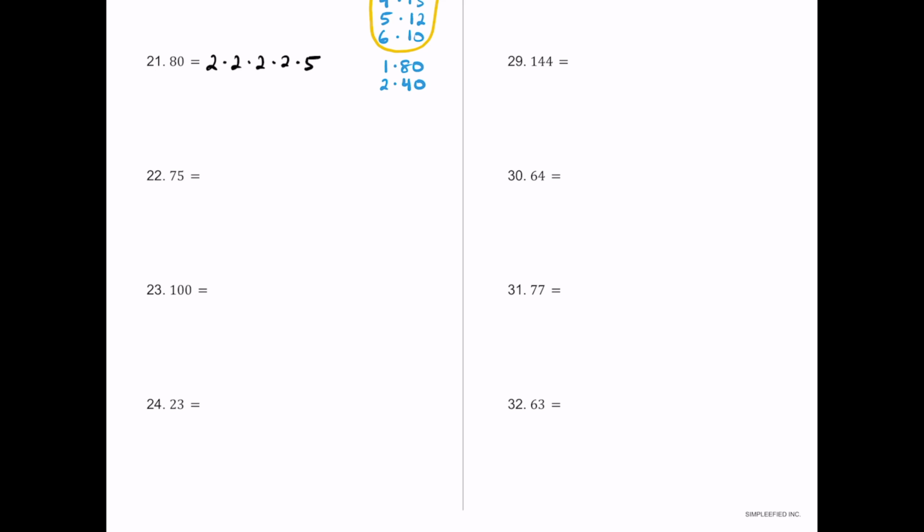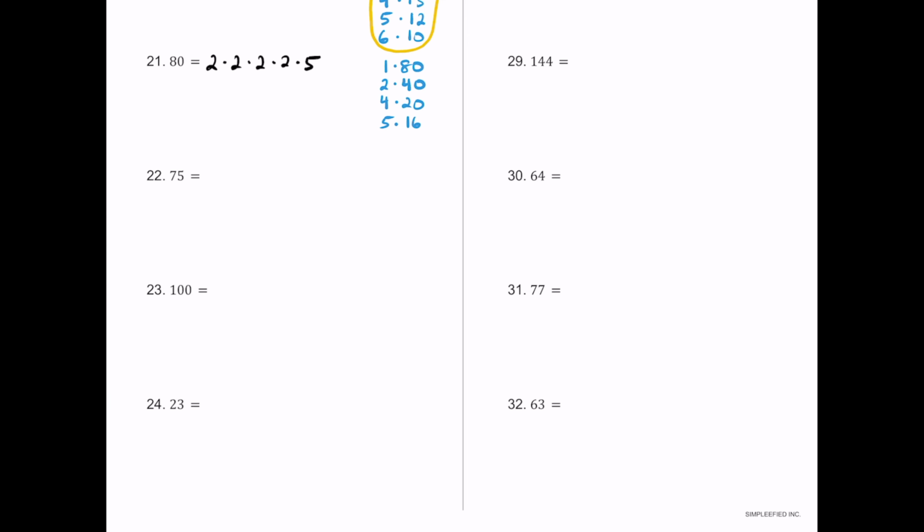There's no 3 on the list, so we can skip 3. We can make 4 with these 2 2s. Then the rest of these, 2 times 2 is 4. 4 times 5 is 20. So 4 times 20 is also going to equal 80. There is a 5 on this list, so 5 is going to multiply by the rest of these. 2 times 2 is 4. 4 times 2 is 8. 8 times 2 is 16. So we know 5 times 16 is 80.